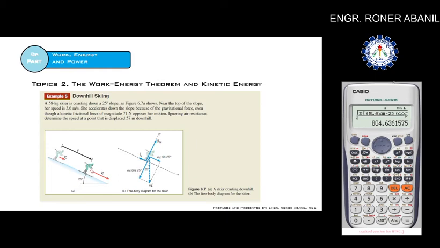So she accelerates down the slope because of the gravitational force, even though a kinetic frictional force of magnitude 71 Newton opposes her motion. Okay? Ignoring the air resistance, determine the speed at a point that displaces 57 meter downhill.